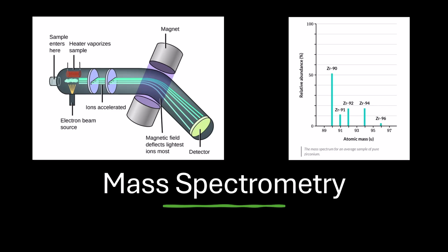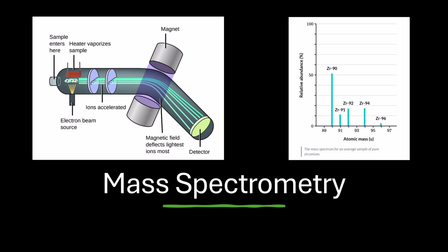So in mass spectrometry, a small sample, let's say that we have zirconium, is first heated. So we have our sample that's going to be right here, and it's going to be heated. And when it's heated, we then turn it into gas. It's free floating, and we bombard it with electrons, which can knock off some electrons from the atoms, and that basically ionizes them or creates a charge.